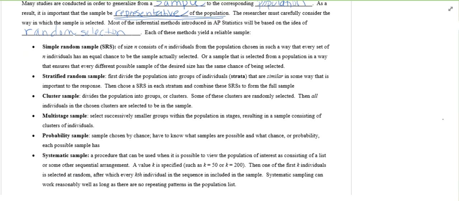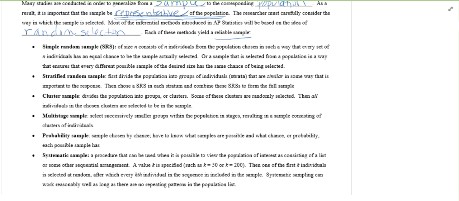Okay, so here are a few types of sampling procedures. These all yield a reliable sample. So these would all be fine ways to sample. There are some pros and cons to each of them, but they all can develop a good sample, good sampling techniques.